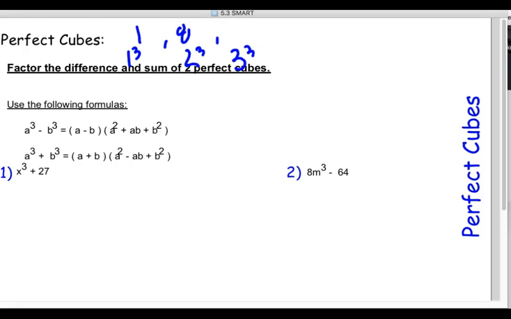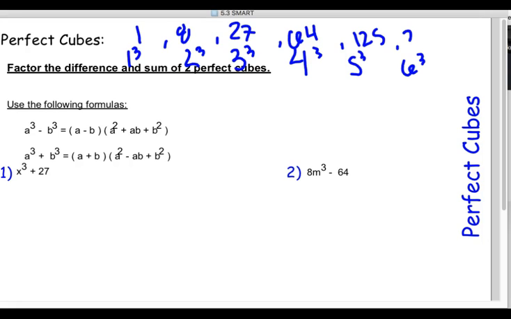3 cubed. 4 cubed. 5 cubed. 6 cubed. Oh, Maddie's got it. Maddie. 216. And is this list ever going to end? Nope. So what we're looking at is, what if you have 2 things that are perfect cubes, how do they factor? They factor through a very special formula, and all we're going to do is plug into that formula. I'm not going to show you where it comes from. I'm just telling you it will always factor in this way.